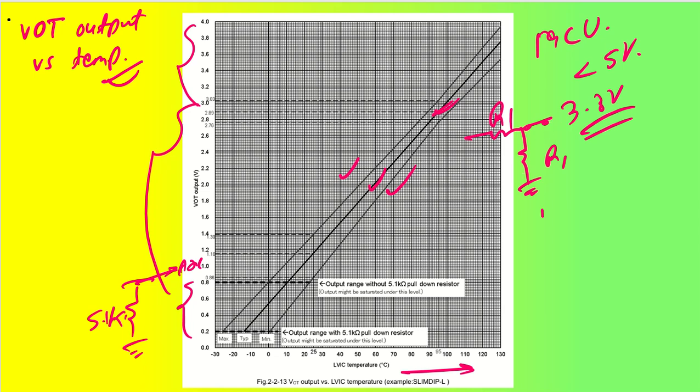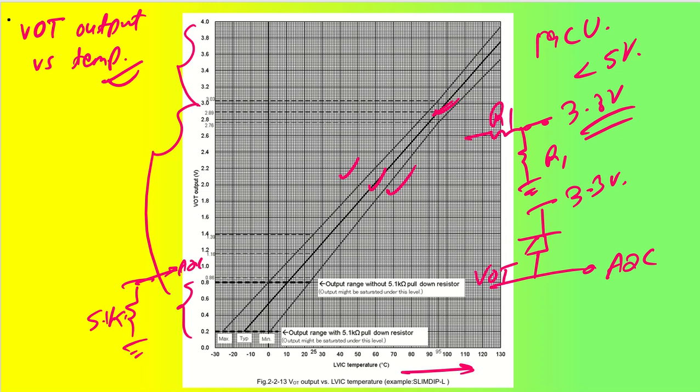Otherwise, one more option was to put one diode and then send it to my ADC. So this is my VOT, and this is my, let's say, 3.3 volt. This is how it will be forward biased, and this is how it will be saved. So this is how we are working with a low voltage microcontroller, as well as completing all the circuits. Almost all the manufacturers have given the circuit.